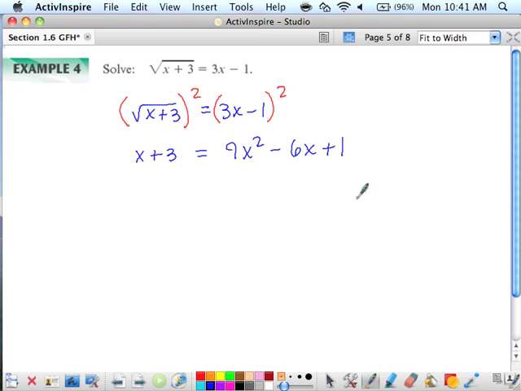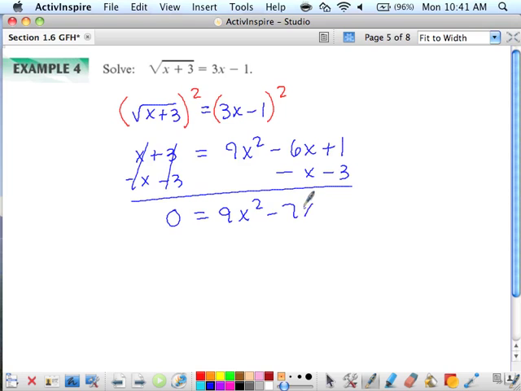So the good news is that all of our radicals are gone. We don't have to start over. We can just solve from there. Now what we have here is a quadratic equation. So I'm going to get it equal to 0 and see if we can figure out the best way to solve it. So I'm going to subtract x and subtract 3 from both sides. That gives me 0 equals 9x squared minus 7x minus 2.